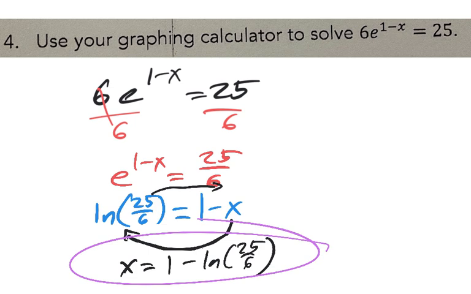So now let's see what this number is, and then I'll show you how they wanted you to solve this. Okay? So if I do 1 minus the natural log of the fraction 25 over 6, I get negative 0.4271163556.